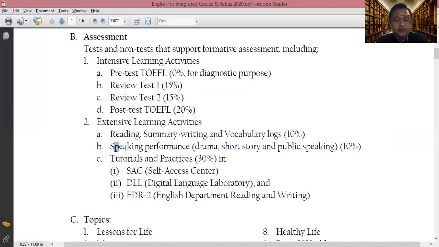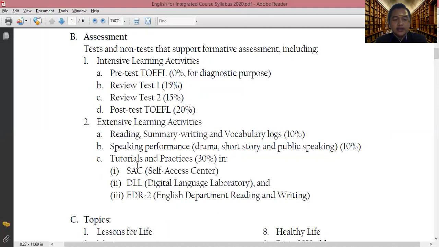And then the speaking performance, this needs to be crossed out because we no longer have any interest groups. But for your speaking performance, I will assess it based on your recordings that you also upload on the Google Drive. So you have 4 activities: reading, the result of your reading, and then summary writing, and then vocabulary logs, and the last one is the speaking performance based on your recordings, okay, 10%.